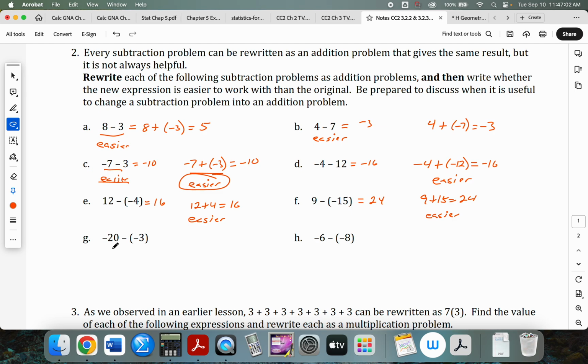All right, let's see. Desk 9. Barrett, for G? Is it for G? Yes. The answer is negative 17. Yep. And how could you rewrite it? Negative 20 plus 30.